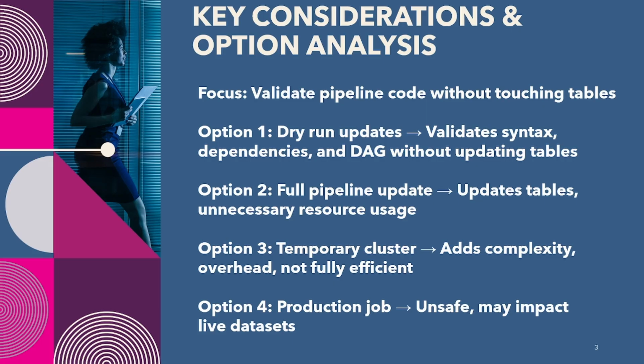Option 4, schedule a production job immediately and monitor logs after completion. Now, this is almost like a trap answer. Sure, you can monitor logs and catch errors, but scheduling a production job to test your pipeline is unsafe. You could end up modifying live data sets, causing inconsistencies, or introducing errors into the real environment. It's risky and definitely not something you want to do in a development or exam scenario.